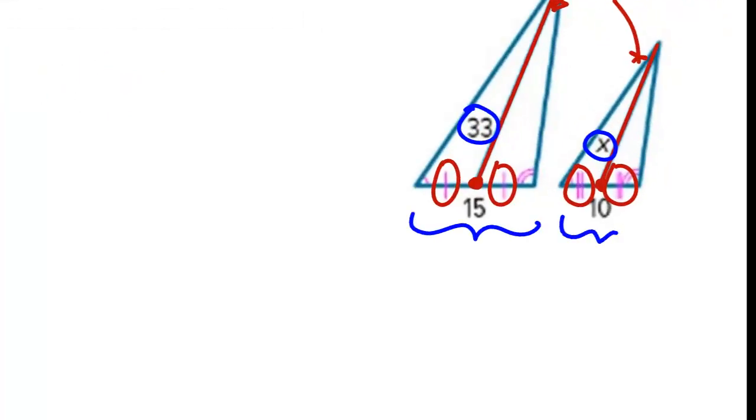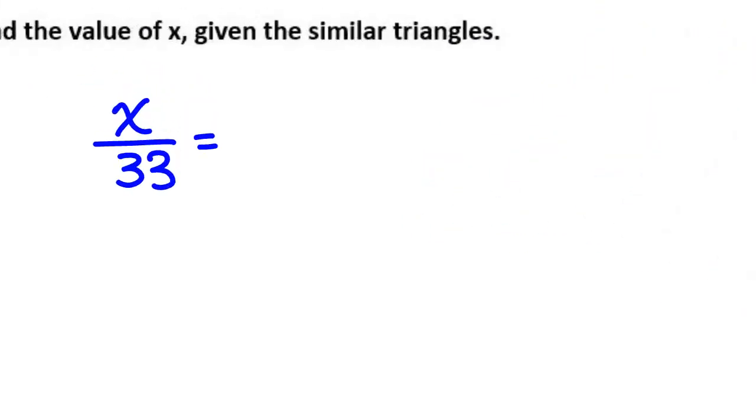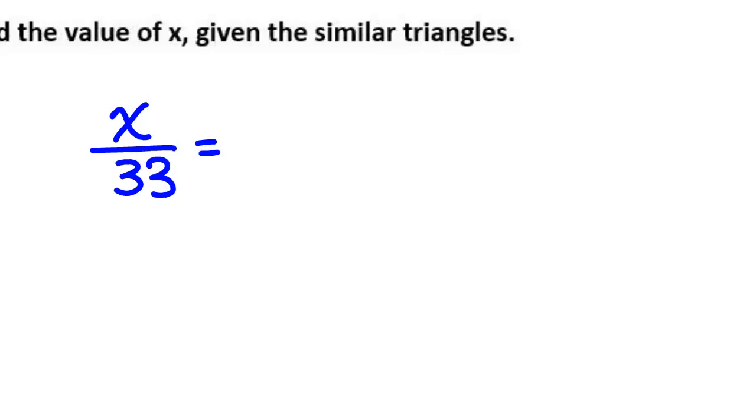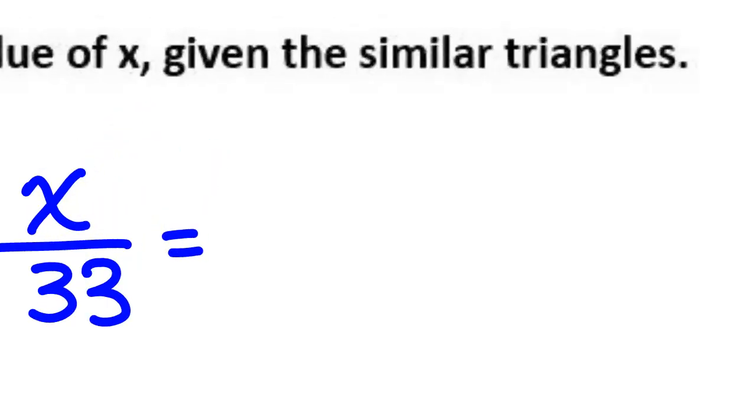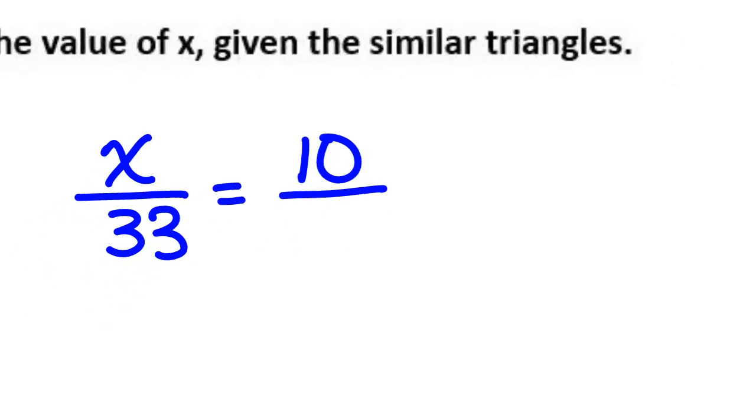X and 33 are my medians. These two sides are corresponding sides. One is 10, one is 15. So we're going to make a fraction with the 10 and the 15. Which one would go up on top? The 10, because it's coming from the same triangle that X is. And so 15 would have to go down in our denominator.